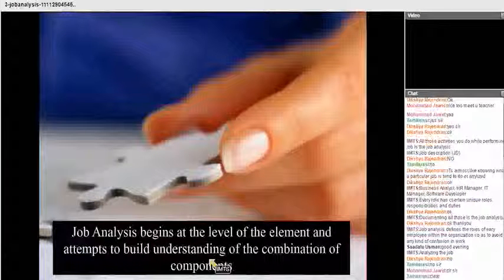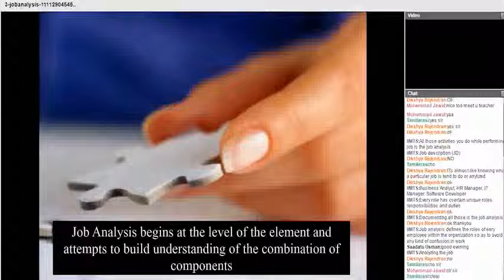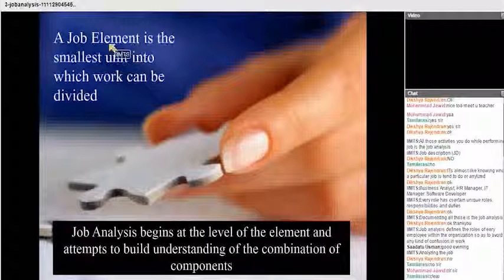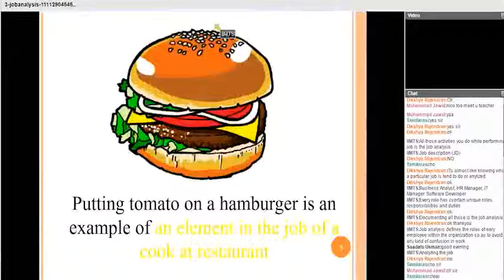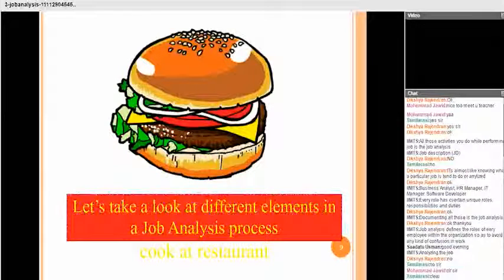Then job analysis begins at the level of the element and attempts to build understanding of the combination of components. So a job element is the smallest unit into which work can be divided. Putting tomato on a hamburger is an example of an element in the job of a cook at a restaurant. Then let's take a look at different elements in a job analysis process.